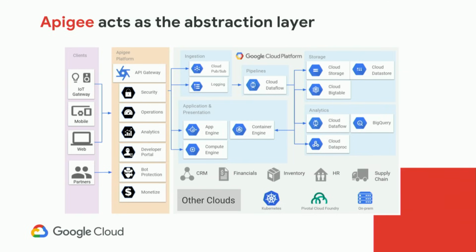Apigee sits as a facade in between these two and makes sure all the data which is exposed from Google Cloud Platform goes through Apigee. And Apigee takes care of managing all the APIs, the security, the operational aspect, the analytics, and creates a developer portal through which all the developers on the client side can get access to those APIs easily. It does bot protection, so if you get attacked by spams, Apigee has built-in bot detection. If you want to even monetize some of those APIs, that capability also is built in as part of that platform.